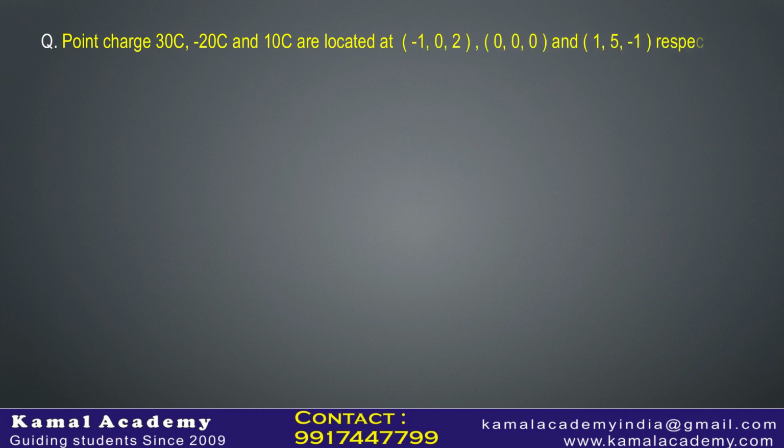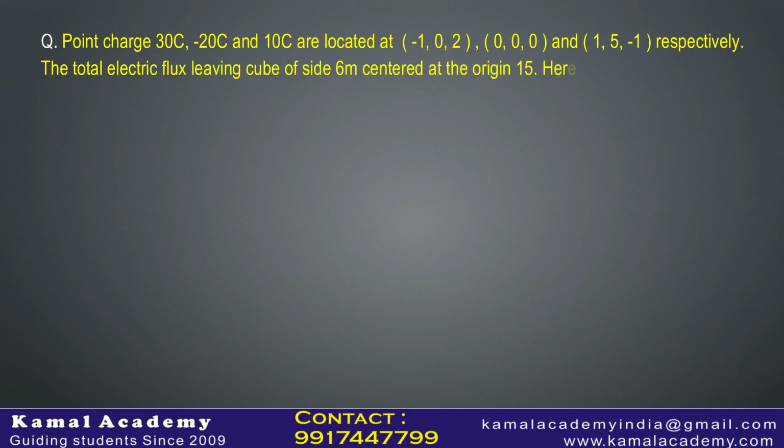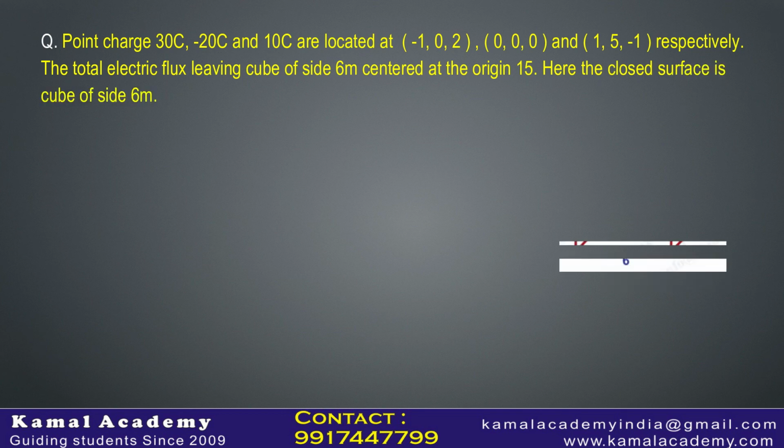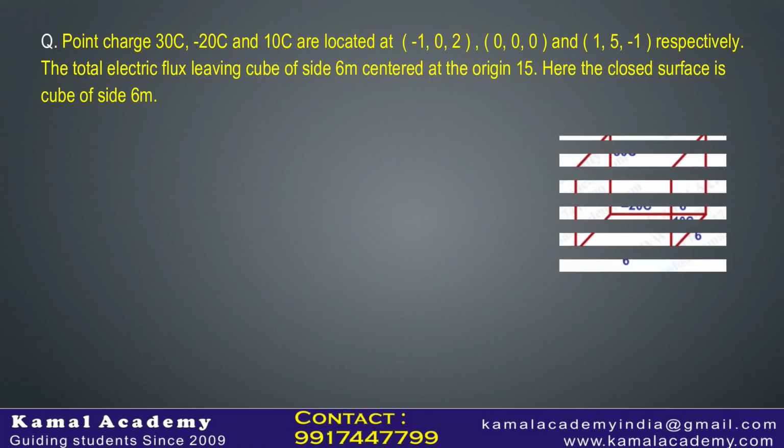Point charges 30 coulomb, minus 20 coulomb and 10 coulomb are located at (minus 1, 0, 2), (0, 0, 0) and (1, 5, minus 1) respectively. The total electric flux leaving the cube of side 6 meter centered at the origin is.